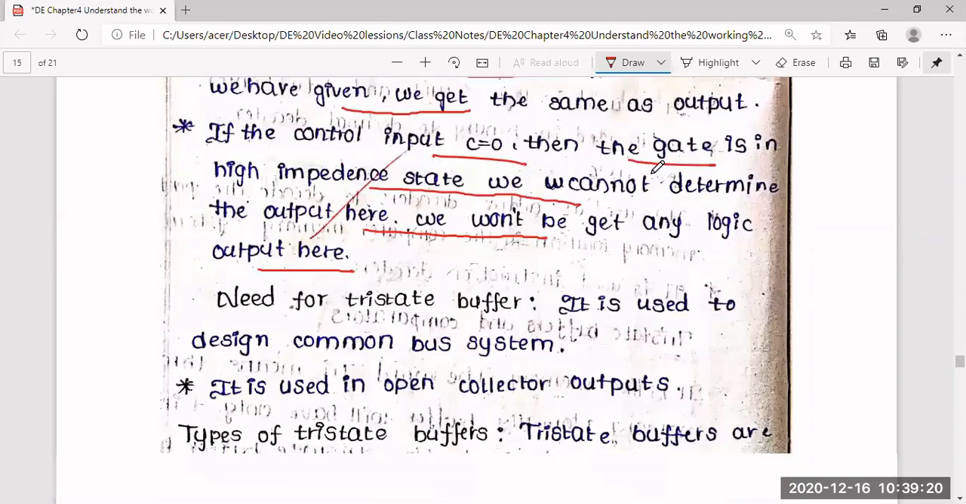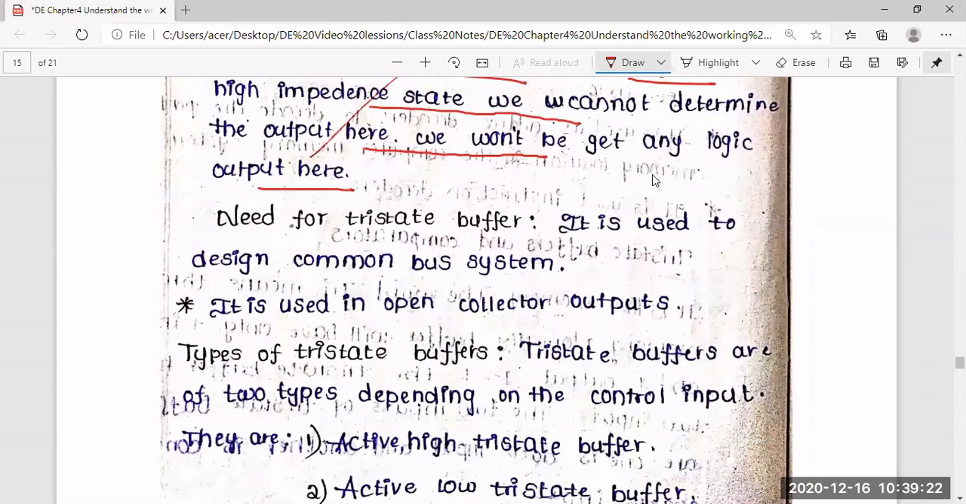Okay, so need for tri-state buffer. The main purpose of tri-state buffer is to design a common bus system. Whenever we have this common bus, whenever we want to transmit data, the transfer happens through the bus internally. If you open the system, you know, right, there are bus cables internally, bus cables which are used to transfer the data. So it is used for open collector outputs.